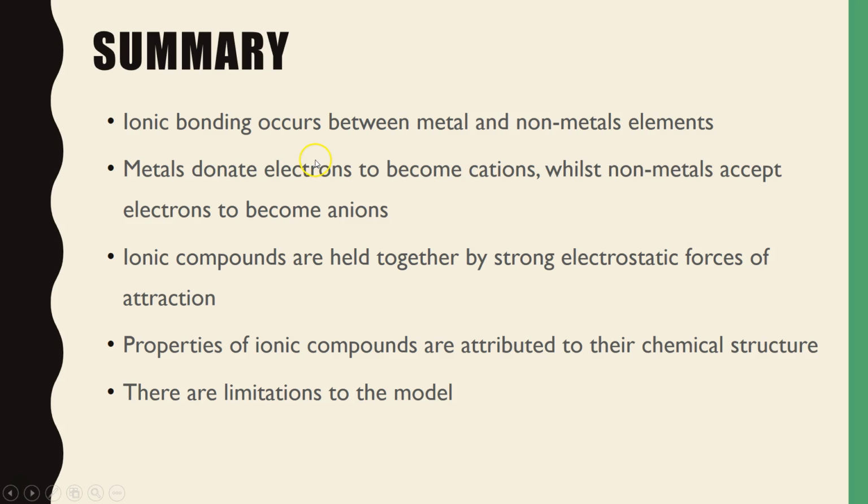So this is the summary of today's lesson. Ionic bonding occurs between metals and nonmetals. Metals donate electrons to become cations. Nonmetals accept electrons to become anions, and they are held together by strong electrostatic force of attraction. They don't conduct electricity in the solid state, but they do in the molten or liquid state, and their properties are attributed to their chemical structure, which are also limitations of the model.